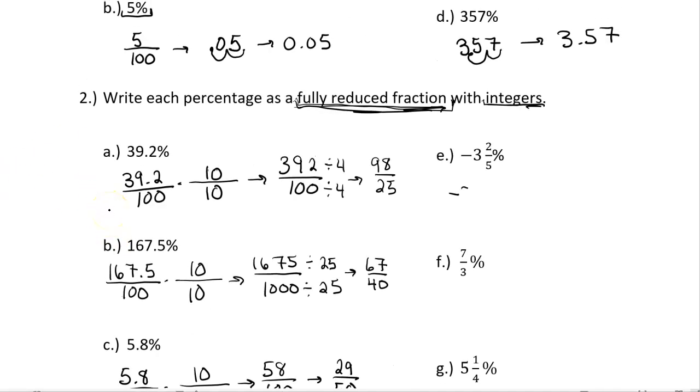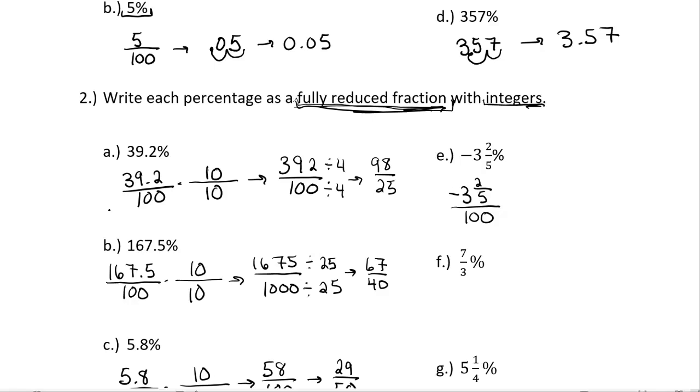Okay, so same thing here. We are rewriting this, right? Negative 3 2/5 over 100. However, there's a restriction when we're dividing fractions. You cannot multiply or divide with a mixed number. So I need to convert what's on the top, right, before I can move to the next step.